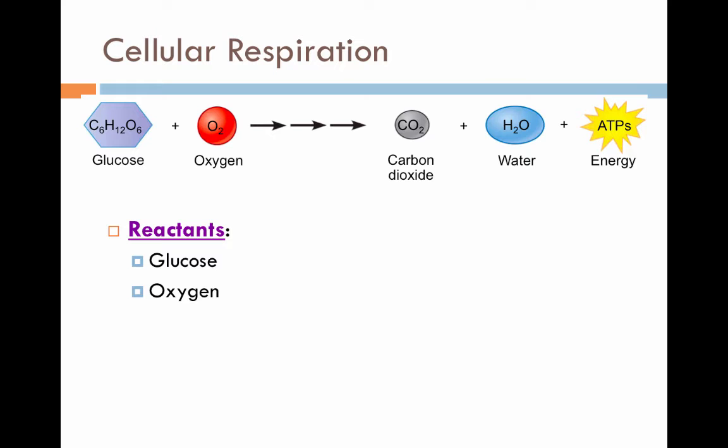The arrows represent the reaction itself, the process of cellular respiration. So glucose goes into the cell, oxygen goes into the cell, cellular respiration occurs, and the products are created. The products are on the right of the reaction. They are carbon dioxide, water, and ATP.